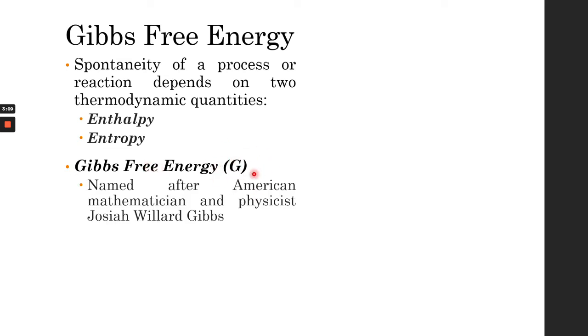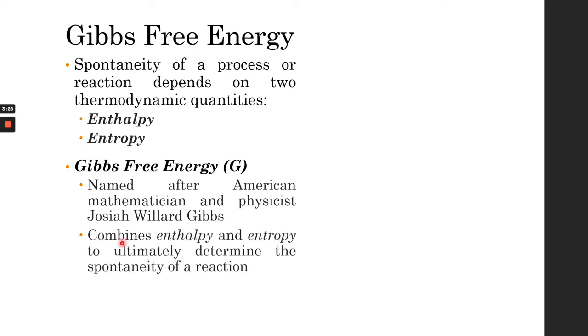We use the capital letter G to denote Gibbs free energy, which is the letter we are going to use as we solve equations and problems relating to Gibbs free energy. Gibbs free energy is named after an American mathematician and physicist, Josiah Willard Gibbs. And again, it's a combination of enthalpy and entropy that ultimately gives us the direction of the reaction, whether it is spontaneous or not.